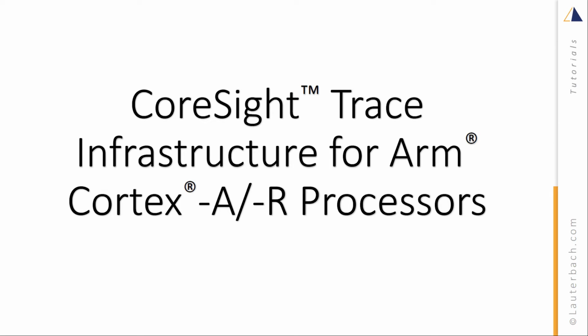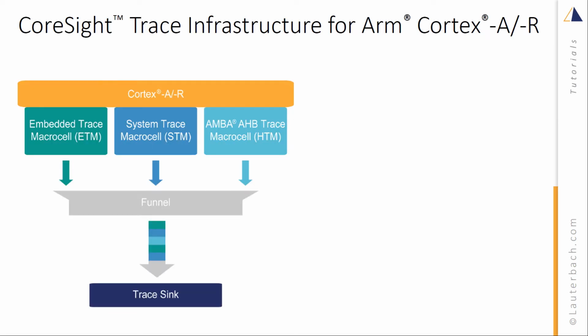chips. Trace information is generated for Cortex-A and R cores by different trace sources, which are mainly the CoreSight Embedded Trace Macrocell ETM, the CoreSight System Trace Macrocell STM, and the CoreSight AMBA AHB Trace Macrocell HTM.